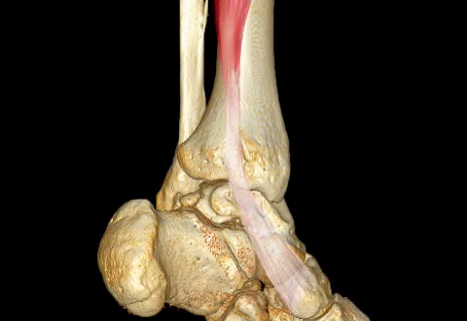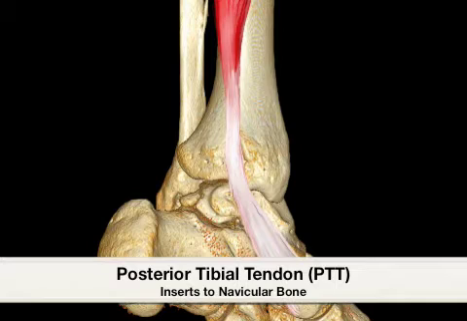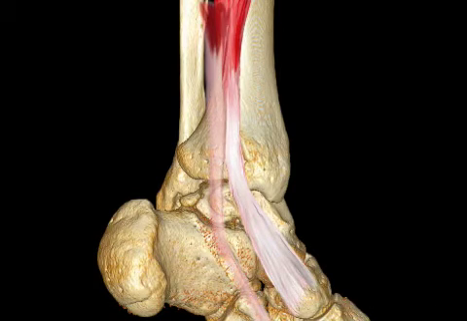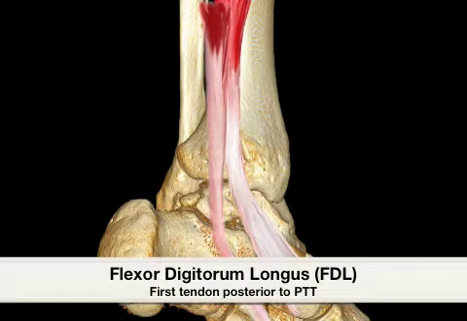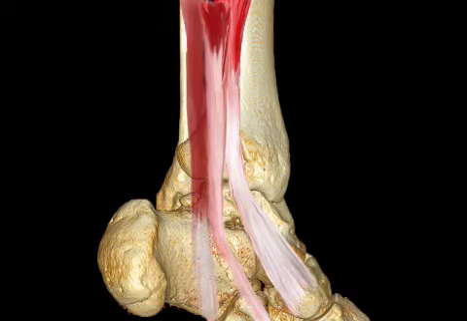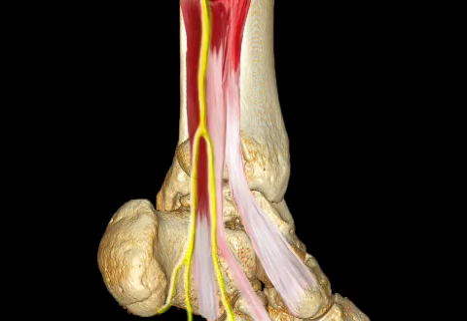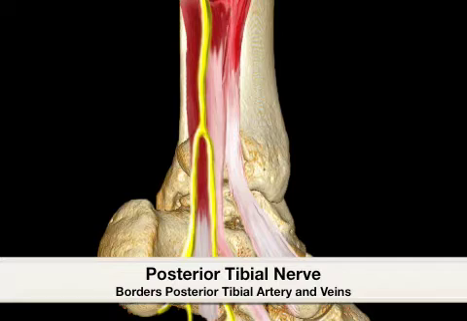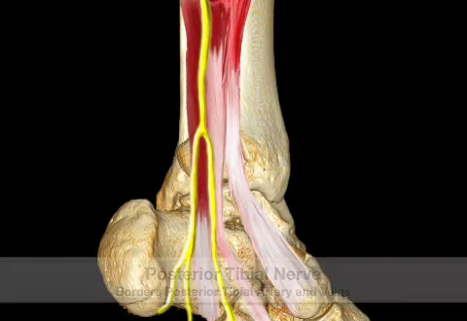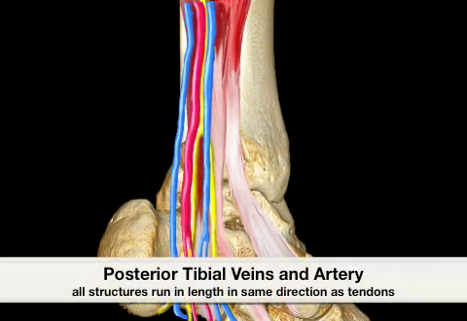First is the posterior tibial tendon attaching to the navicular, followed by the flexor digitorum tendon, which courses to the plantar aspect of the foot, and the flexor hallucis longus tendon, which also courses to the first digit underneath the foot, followed by the neurovascular structures, first beginning with the posterior tibial nerve and its anterior and posterior branches.